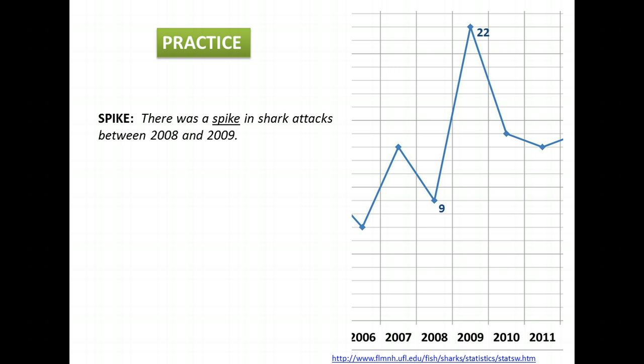It more than doubled. And now think about spike as a verb. All right, so how can you use spike as a verb to describe this large increase in shark attacks? Let's take a look at my example. And I wrote, shark attacks spiked in 2009.